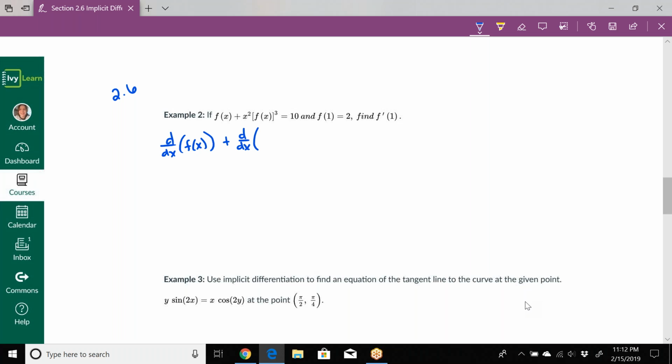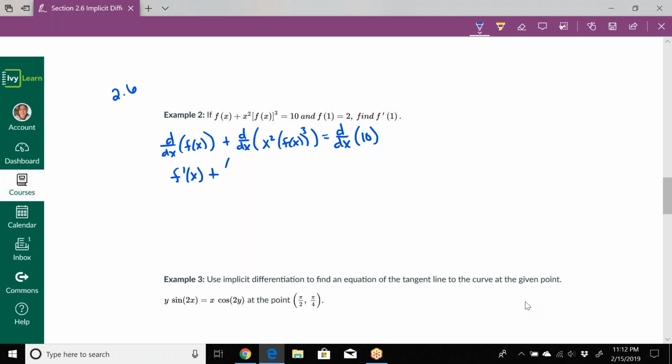Notice we have a product rule right here for the second term because we have x squared times f of x that is being cubed, and then d dx of 10. So because this is y, that means that we need to do implicit derivative here. So remember, dy dx is what we normally would have written, but for this scenario, we can write the equivalent form of that, which is f prime of x.